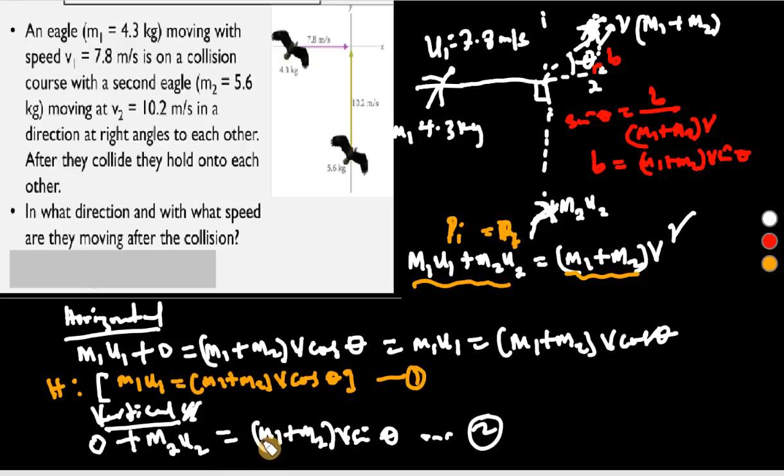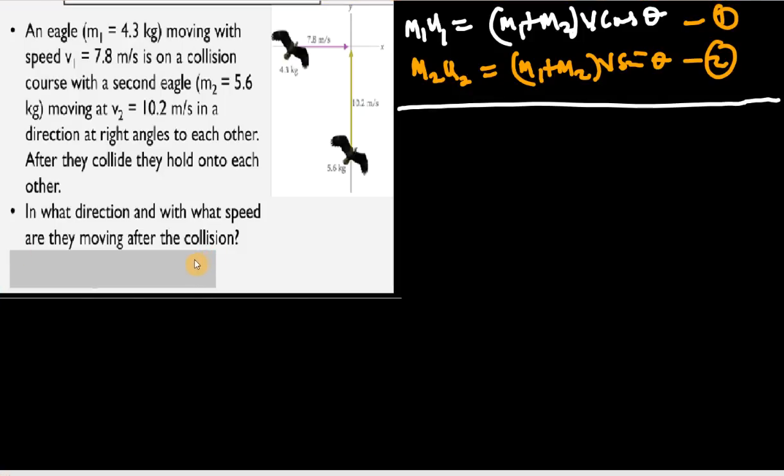In order to find the direction and the speed after, that is, in what direction and with what speed they are moving, in order to find the common speed after the collision, let us now solve these two equations simultaneously. How can we do that? Let's divide equation 2 by equation 1.